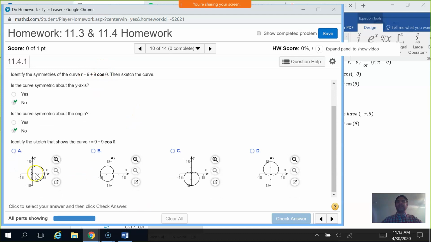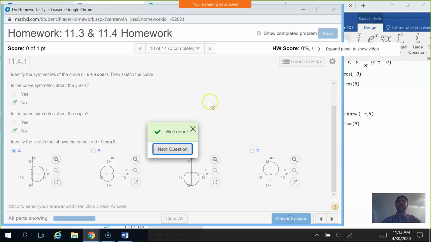If I had to guess, I think it's this one here that is going to be right. This one is symmetric to the x-axis, not symmetric to the y-axis or the origin. And if I plug in 0 for the angle cosine, I get positive 9, which makes it go way out. Or sorry, you get 18, which makes it go way out here to 18. So it's got to be that one.